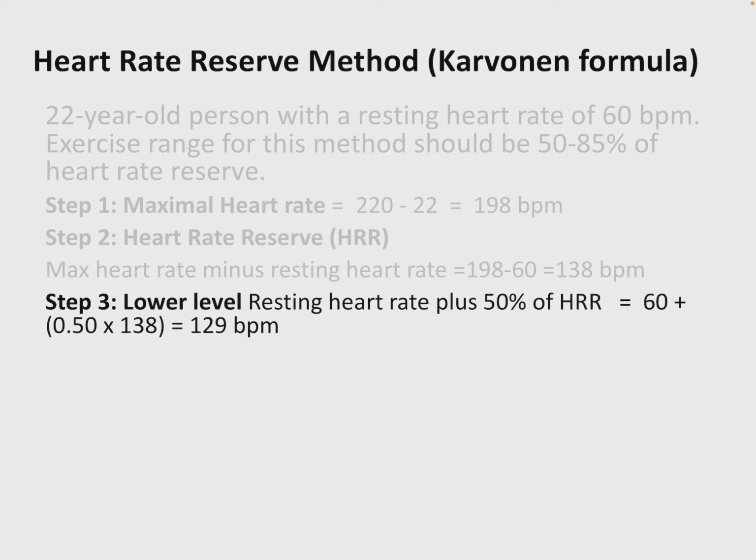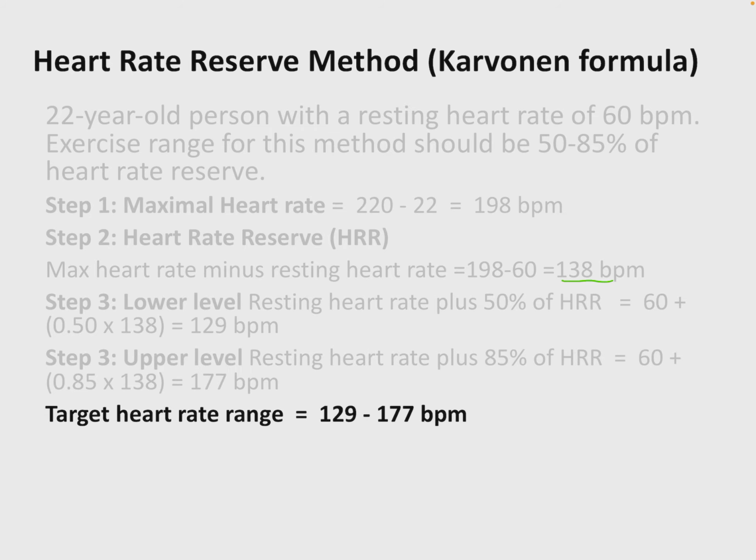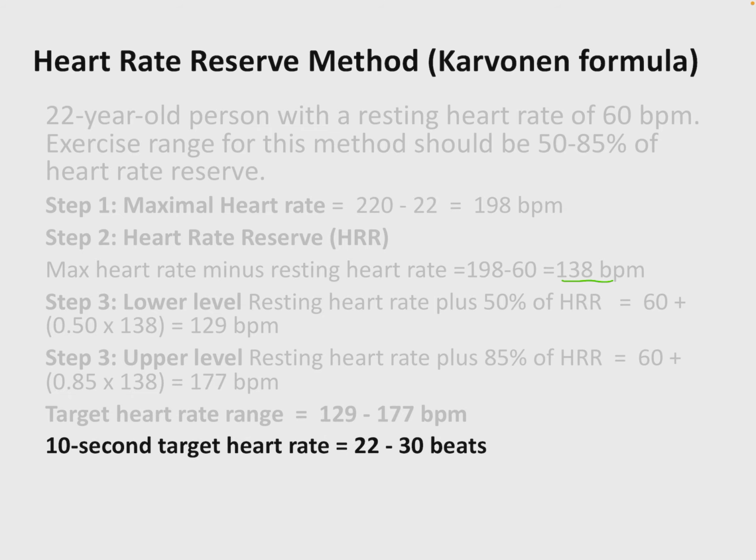To calculate our different ranges, our lower level and our upper level, we take our resting heart rate and add 50% of the heart rate reserve. So again, for a 22-year-old, their resting heart rate was 60 beats per minute, and we do 0.5 of their heart rate reserve, the 138 beats per minute, which gives us a lower level of 129 beats per minute. For the upper level, we're taking our resting heart rate and adding 85% of the heart rate reserve, so 60 beats per minute plus 0.85 of 138, and we get 177 beats per minute. So their target heart rate range is 129 to 177 beats per minute. And for the 10-second counts, somewhere between 22 to 30 beats.